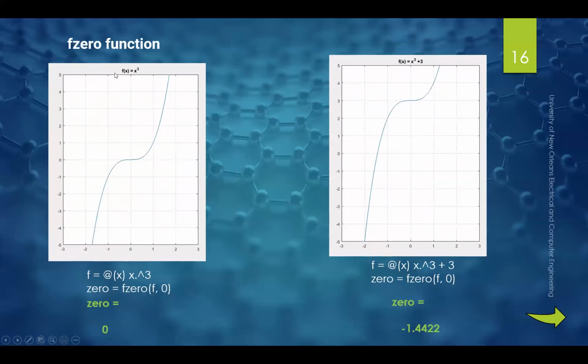In the first case, on the left-hand side, we give it a function. Anytime we define that function to use with the fzero command, we're going to use the at symbol followed by the variable you want to solve. So in this case, we have at, we're defining f at the variable in parentheses, and the function follows. So we have the function x to the third.